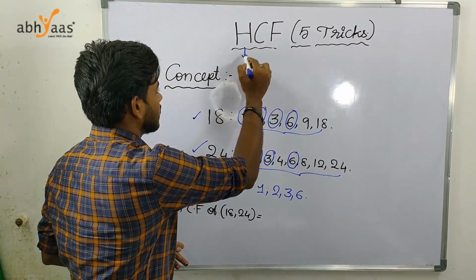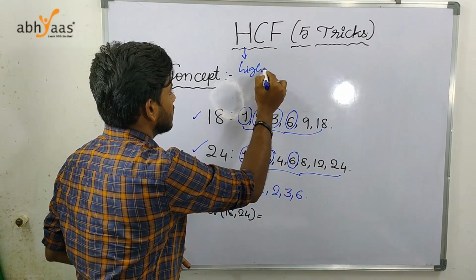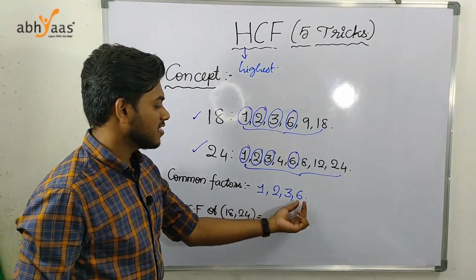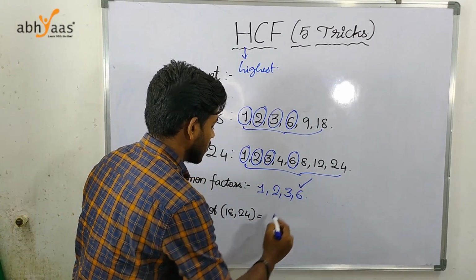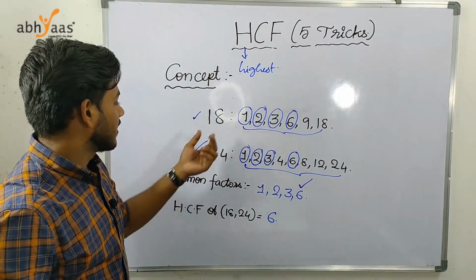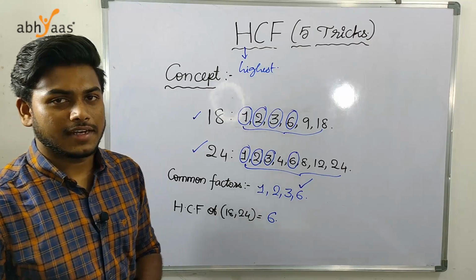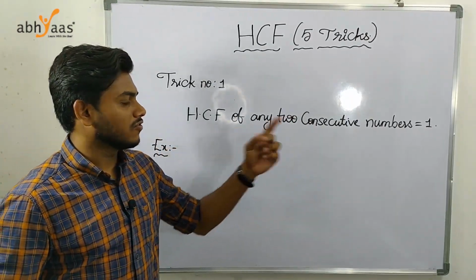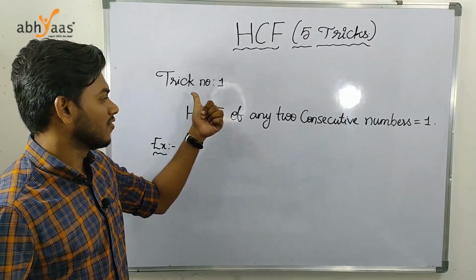Here we need the highest one. So in these common factors, which one is highest? 6 is the highest one. So 6 is the highest common factor of both 18 and 24. Right? The HCF of any two consecutive numbers is equal to 1. This is going to be your trick number 1.